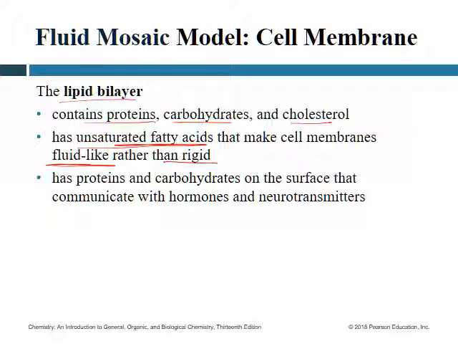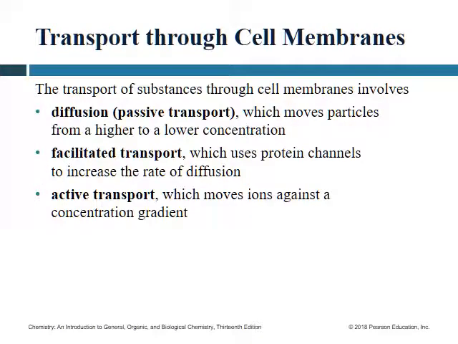And what's the purpose of protein and carbohydrate on the cell membrane? They can interact with the hormones and neurotransmitters that carry all the information the cell wants from the outer environment. Okay, so now we're going to talk about transport through the cell membrane. Like I already told you, the cell membrane is semi-permeable. So there are three different ways a cell can transport substances across the cell membrane. The first is diffusion, the second is facilitated transport, and the third is active transport.